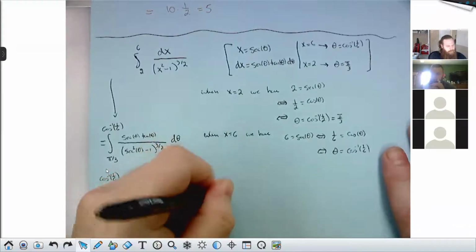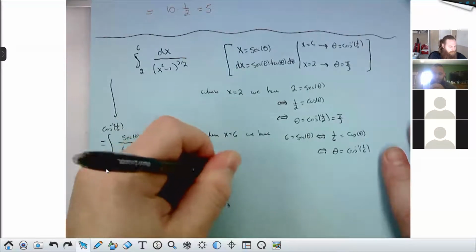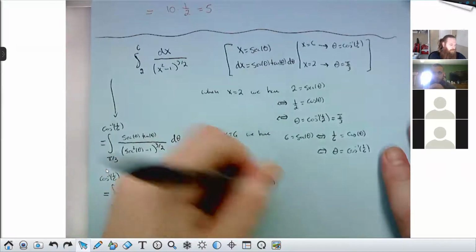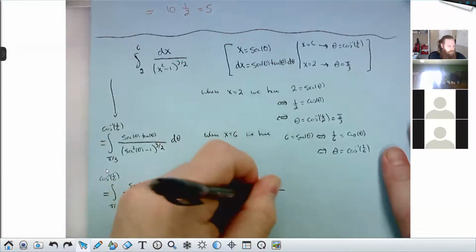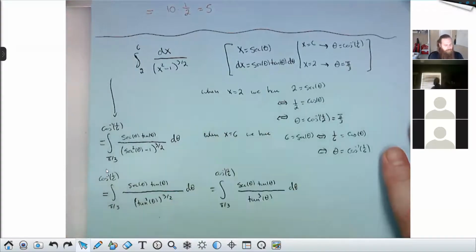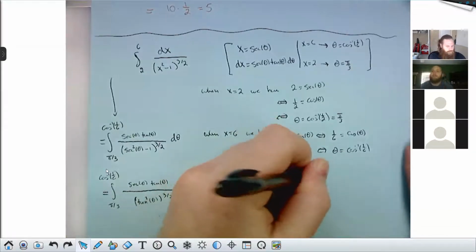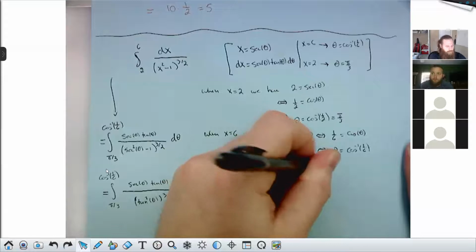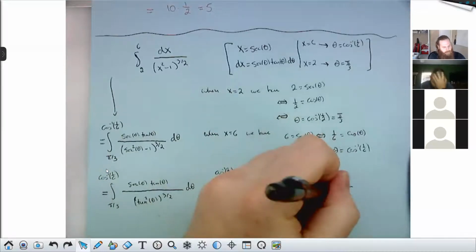Yep. So this is the integral from pi over 3 up to the inverse cosine of 1/6 of secant tangent divided by tangent cubed. So the secant will live, the tangent will die, and I'll have 2 tangents downstairs. So this becomes the integral from pi over 3 to the inverse cos of 1/6 of secant theta over tan squared theta d theta.